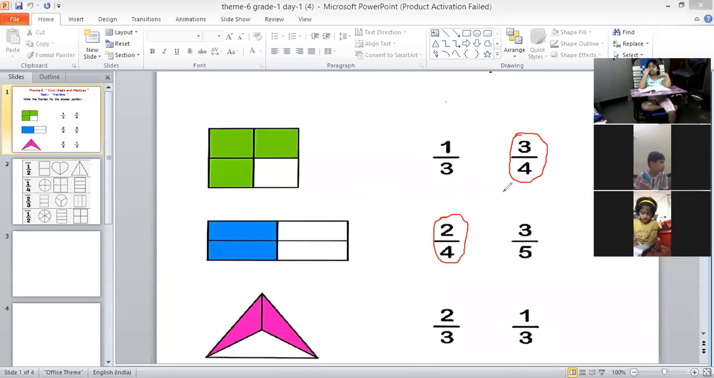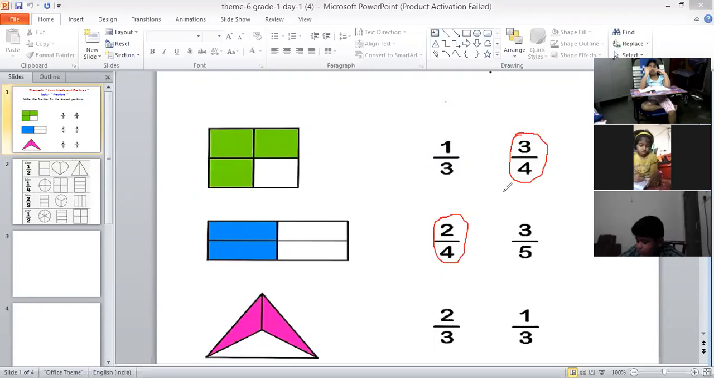Now third question. Suryansh? Yes, ma'am. Yes, next shape. What is that shape? Which shape, ma'am? I'm talking about the third shape. Third question, third shape. Triangle. Yes, it's a triangle. Now tell me, the triangle is divided into how many parts? 1, 2, 3. 3 parts. Okay, now out of these 3 parts, how many are shaded? 2.